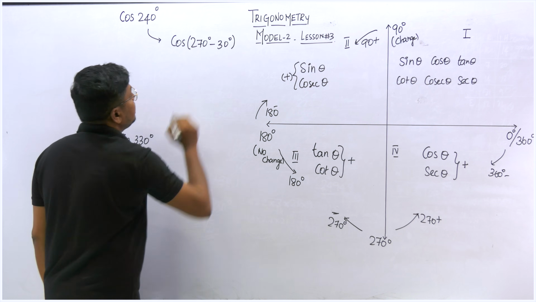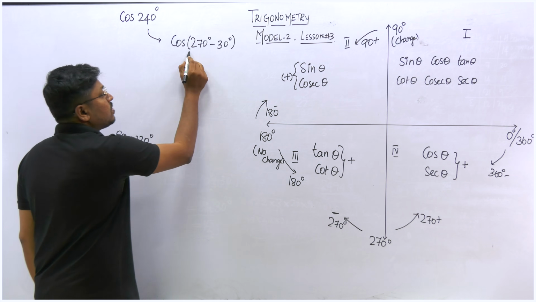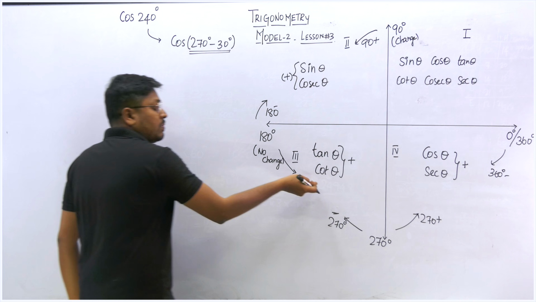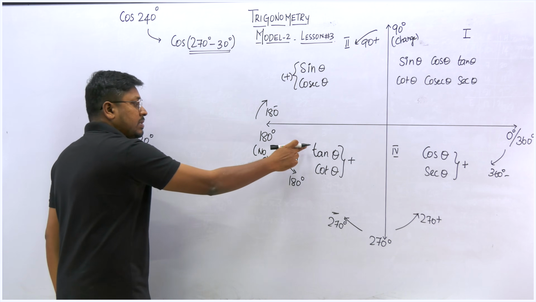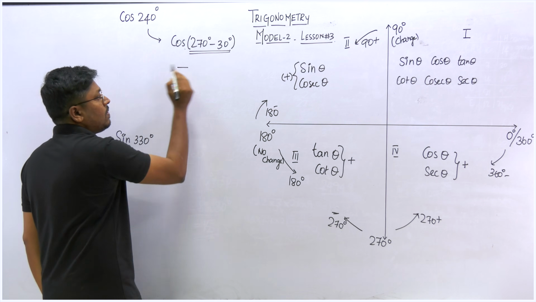So 270 minus 30 will be cos of 240 degree. Now just check which quadrant it lies in. 270 minus lies in the third quadrant, so except tan and cot, all the remaining will be negative. Here it is cos, so negative.